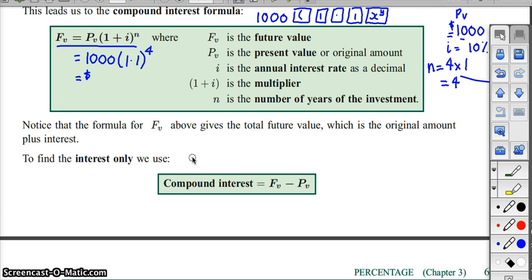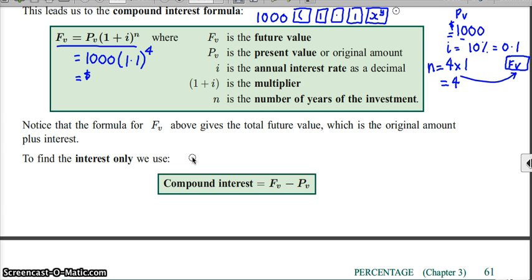I'll come around and help you if you need some help with that button pressing on your calculator. So 1,000, start brackets, 1.1, xy, or raised to the power of 4. It looks like that on your screen generally. And then end of brackets.